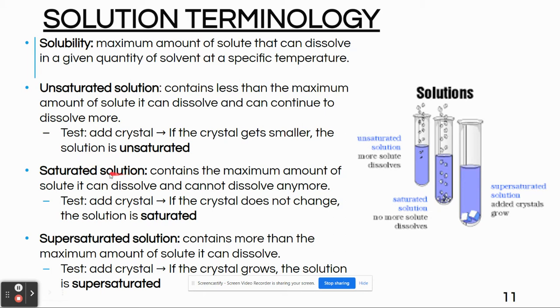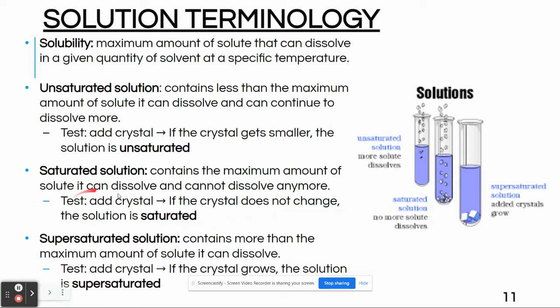A saturated solution, saturated basically means full. It means your solution contains the maximum that it can dissolve. It has dissolved the maximum it could dissolve. So if your solution could dissolve a maximum of 50 grams, for example, and you've reached that 50 grams, you put 50 grams in there and dissolved all 50 grams, then your solution is full. How do you test for that?